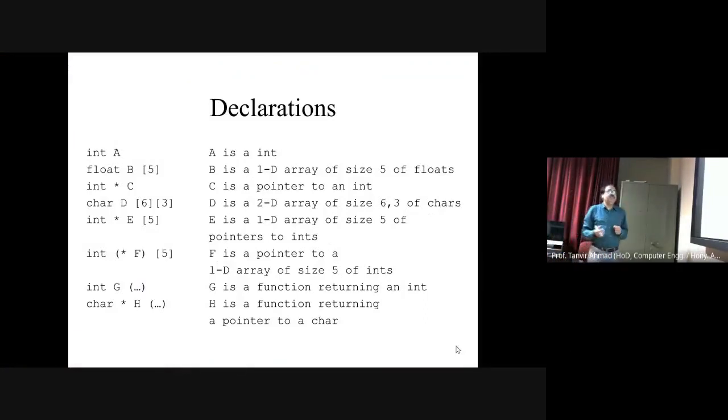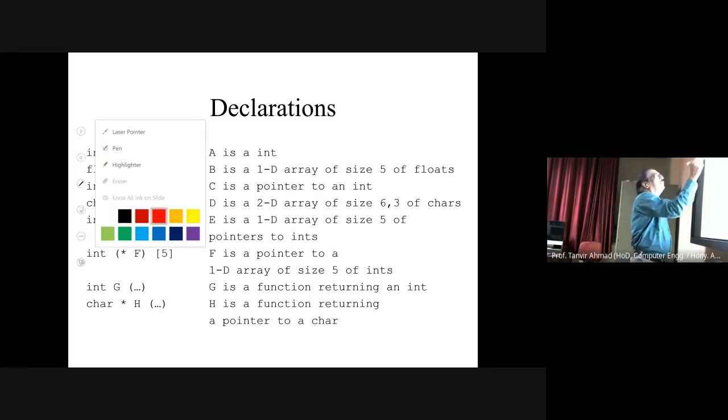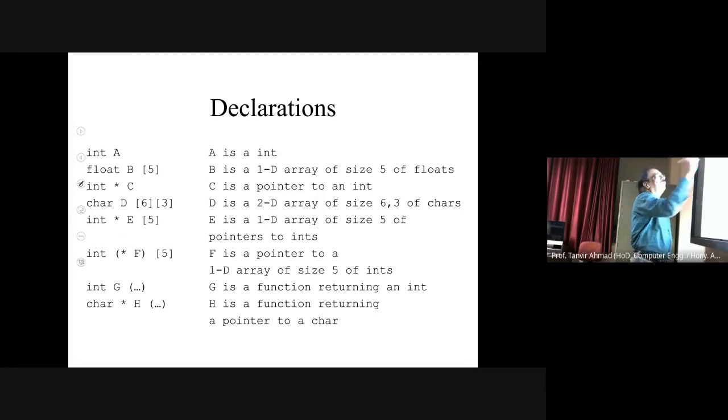What are the different declarations for an array? Now, the first one, which is very simple, says A is a simple integer. Float of B5, you already know, it is an array of float. Then this is a single pointer. Now, this is a double-dimensional pointer. This is a 2D array of 6 rows and 3 columns, all characters.